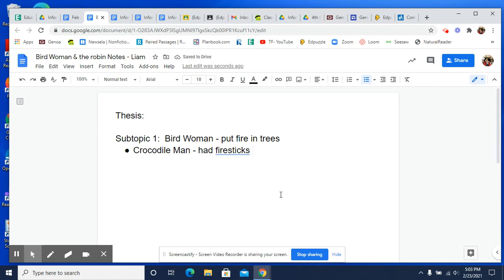Now it's going to put a blue line under there because the computer thinks it should be 2 separate words. In the story, it uses fire sticks as 1 word, so just go with it and ignore the computer. So, Crocodile Man, he had the fire sticks, right?